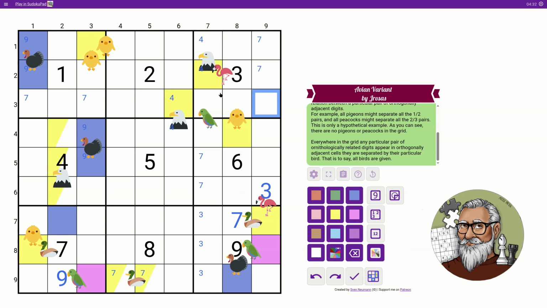Where is 7 in box number 2? Well, those can't be 7 because they're next to a yellow. And this one isn't 7. Neither is this one. I still have 3 places though. 7 in box number 4. Well, lots of places it seems.